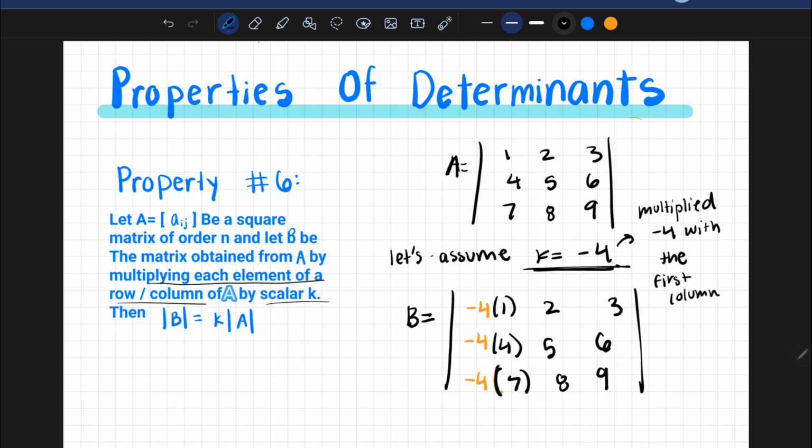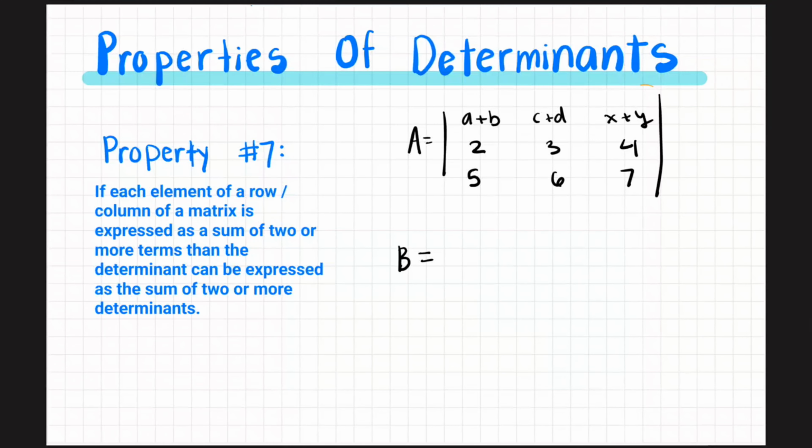Now, let's say we are asked to find the determinant of B. Well, the determinant of B will be nothing but k, which is -4, times the determinant of A. And this determinant of B can also be written as that. So pretty straightforward. It does not matter which column or which row you multiply that scalar k with. It just has to be consistent. If you're going to do it for the first column, make sure to do it for every term in that first column.